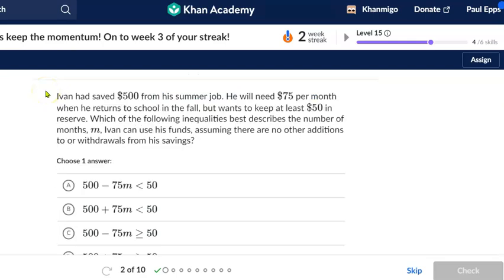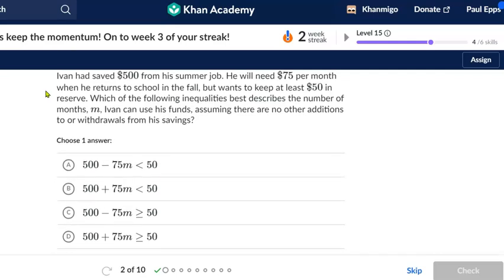Ivan had saved $500 from his summer job. He'll need $75 a month when he returns to school in the fall, but he wants to keep at least $50 in reserve. Which of the following inequalities best describes the number of months Ivan can use his funds, assuming there are no other additions to or withdrawals from his savings?